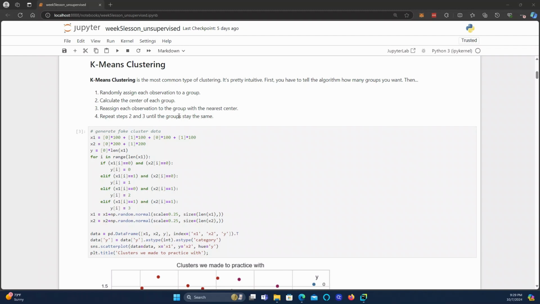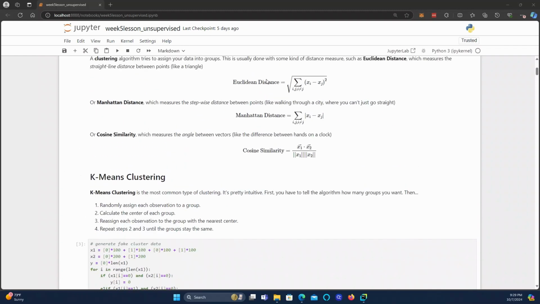Then you calculate the center of each group again, and reassign each observation to the group with the nearest center. You just repeat those 2 steps over and over until the groups stay the same. You'll usually see k-means clustering being done with the Euclidean distance. Actually, almost everything is mostly done with the Euclidean distance, but sometimes Manhattan distance comes in pretty handy. Cosine similarity is less commonly used unless you're working in something like NLP, natural language processing.